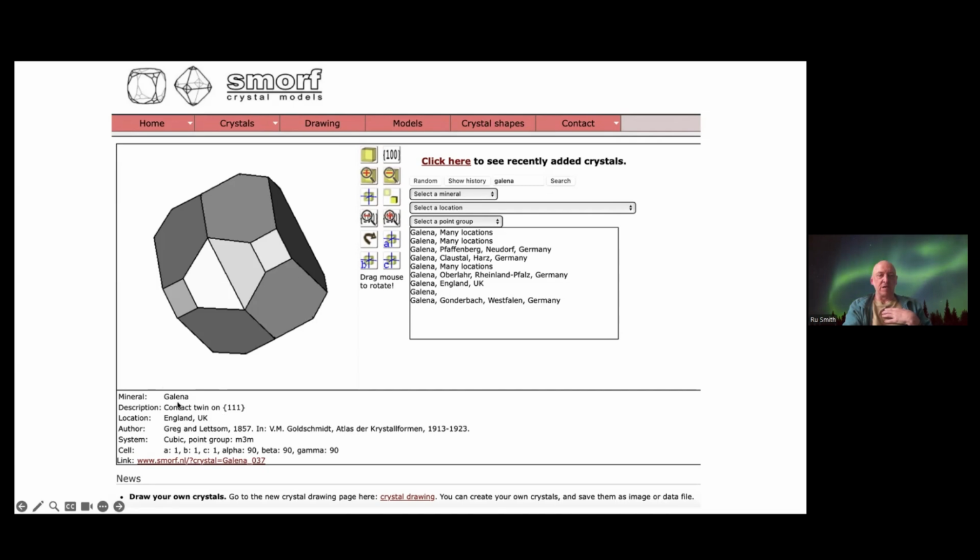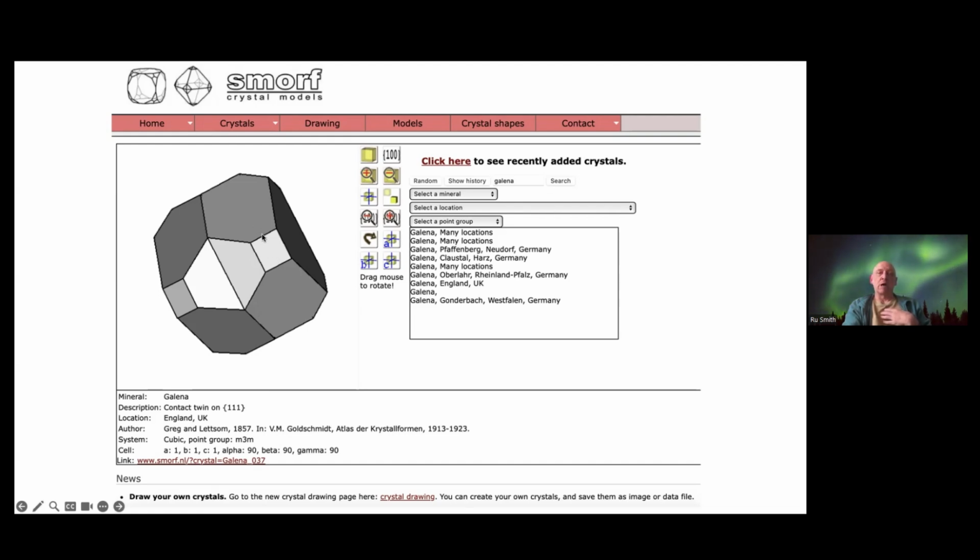And you can read the details. It says it's a twin on 111, which means it's an octahedron face. It's from England. You can find it in an 1857 book. Goldschmidt took their version from this. Tells you the crystal system and also the class, which we're not going to be getting into at all. But what you can see is it's a rather beautiful crystal. It's got the kind of faces that we were looking at in the actual one.